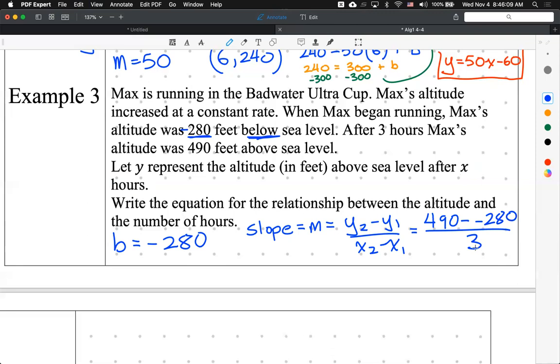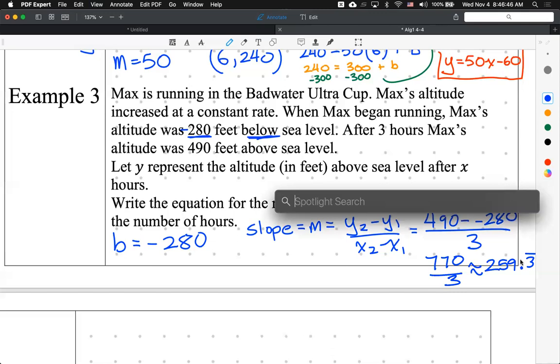And then Jose, again, what was 490 minus a negative 280? 770 divided by 3. It's going to be a decimal? Okay. And in Khan Academy, I believe you're allowed to just leave it as a fraction. You can just leave it 770 over 3. That's the reduced fraction. You can't reduce it anymore. 259 point, is it? Let's see. 770 over 3. Oh, it's 0.6 repeating. Darn.